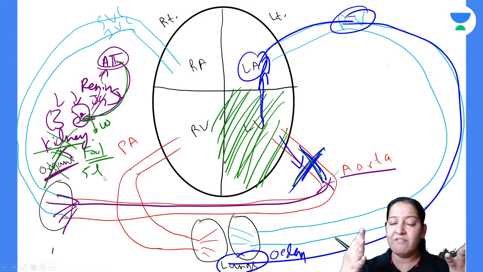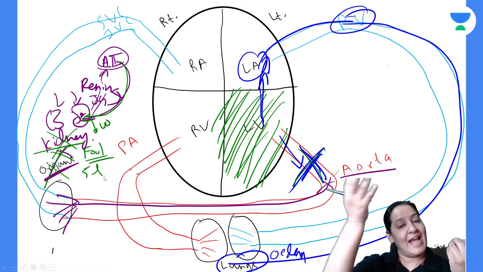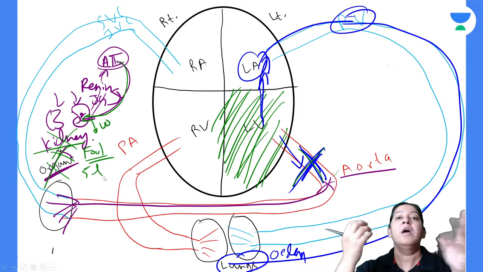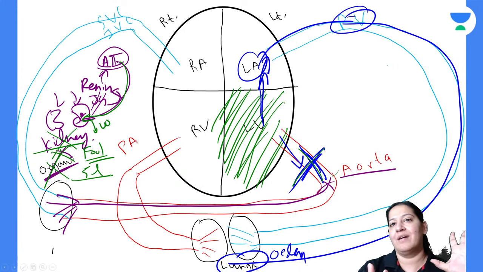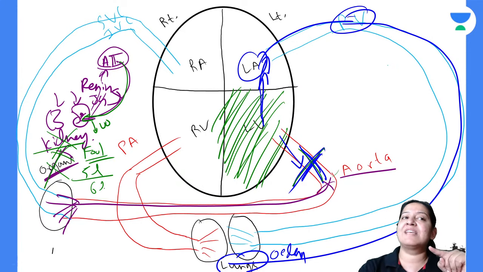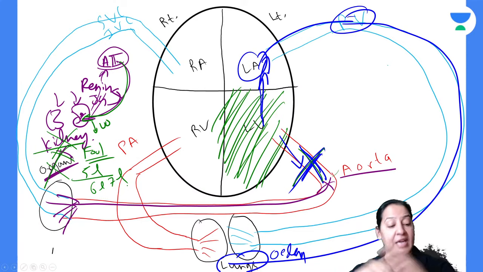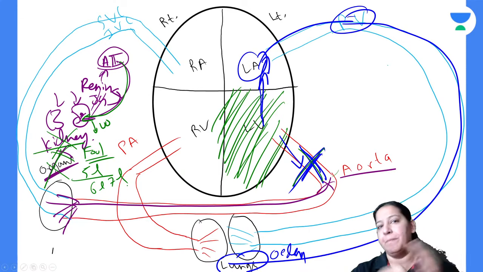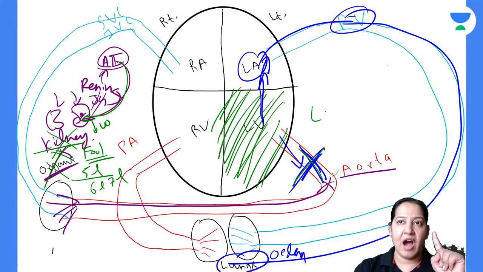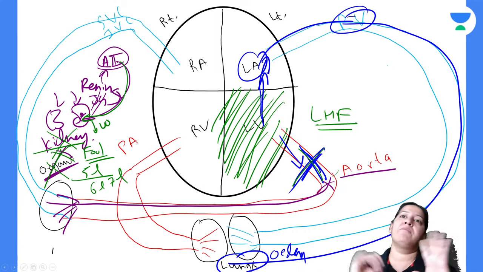So for increasing the volume, the kidney is secreting renin. Renin is forming angiotensin, and angiotensin is doing sodium water retention. But that is not the case now. We already have 5 liters of blood. So instead of 5 liters, the person will have 6 or 7 liters of blood because of sodium water retention, and that will lead to edema. The kidney is doing this as a part of compensation, but actually it is doing harm. Give me a thumbs up. So in left heart failure, we have edema due to sodium water retention.